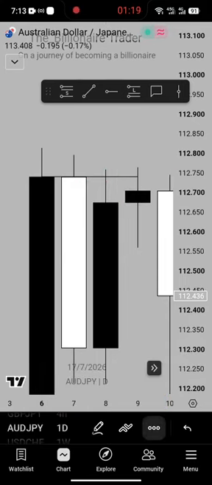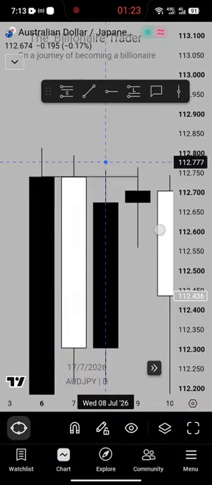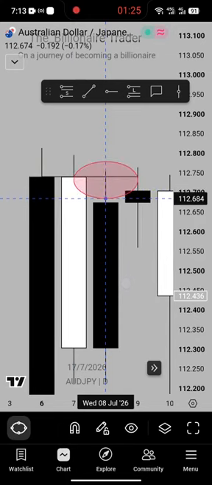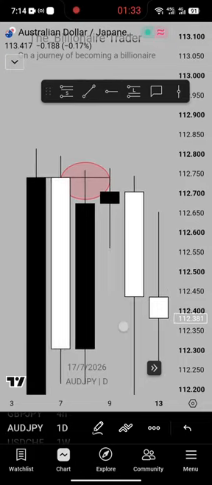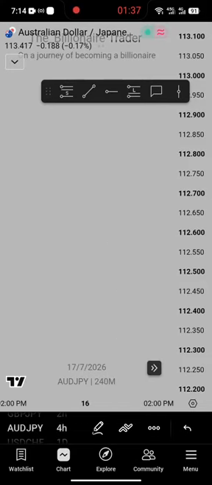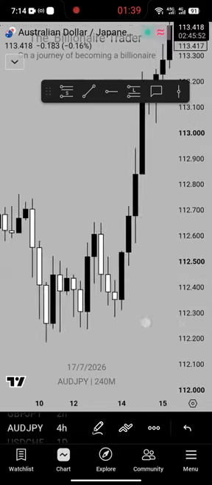That is the first thing we want to see. So after having that rejection, we are going to wait for the next day to also go back to the same key level and reject. And when you get there, we want to see a 4 hour sweep and break the next day. So let's go to the 4 hours time frame.